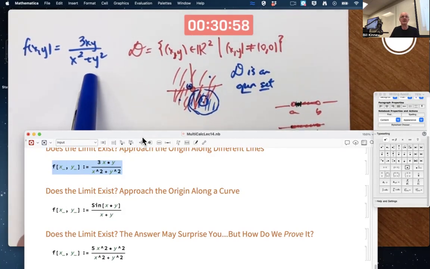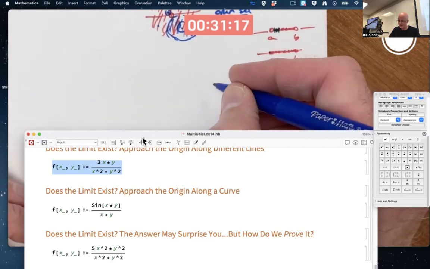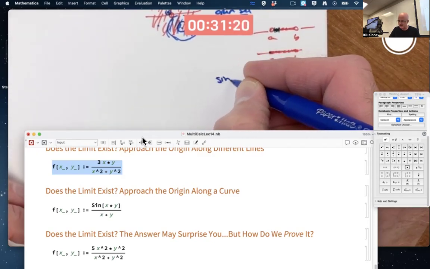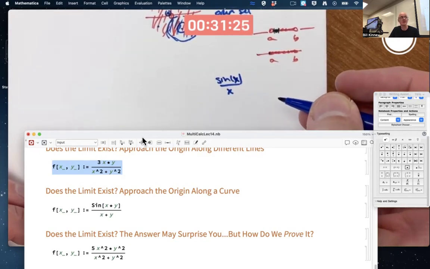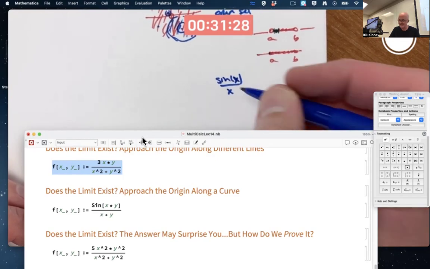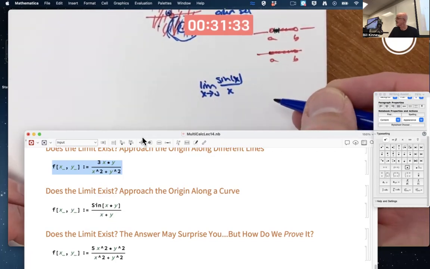This function is undefined at the origin. However, it's possible that even though the function's undefined at the origin, the limit as you approach the origin might still exist. That does happen sometimes. You've seen that before in Calculus 1 as well. Think back to Calc 1. Take a function like sine of x over x. That's a function that's undefined at the origin, x equals 0. But its limit as x approaches the origin does exist, even though the function's undefined there.